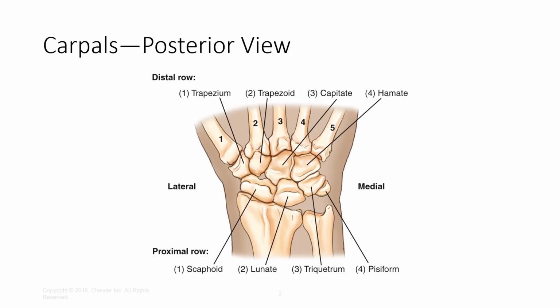The carpals, this picture is actually on page, hold that thought, this is the posterior view of the carpals. This is figure 4.5 on page 126. So in the proximal row we have scaphoid, lunate. Scaphoid is boat-shaped, the most commonly fractured carpal. Lunate is shaped like a moon, triquetrum, the pisiform, and in the distal row we have the trapezium, the trapezoid, the capitate, and the hamate. The capitate is the largest carpal bone of all 8.